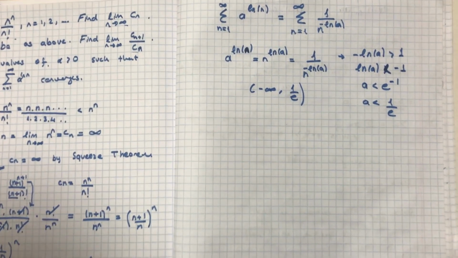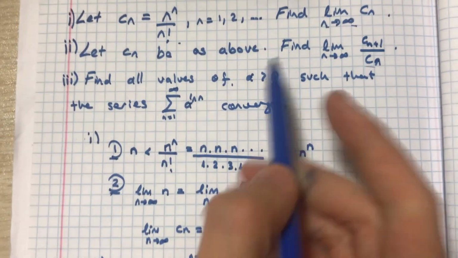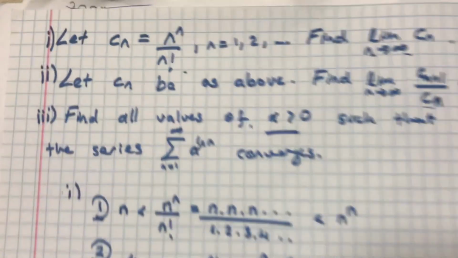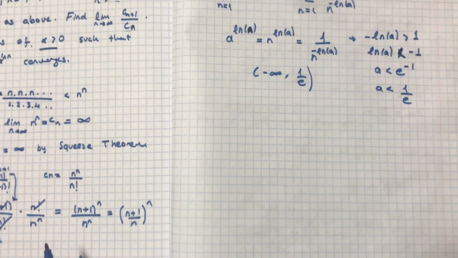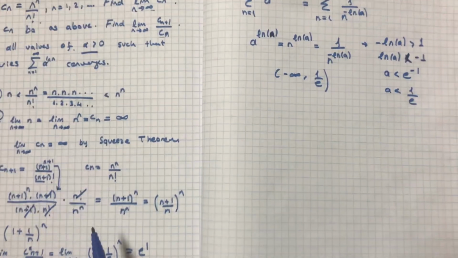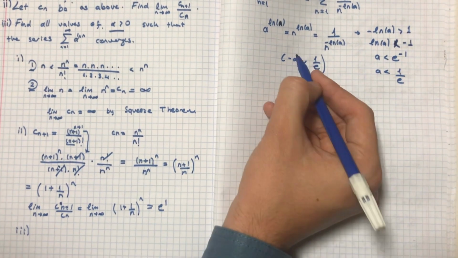Actually, we also need to check the first part. Since it is greater than 0, we find it for all conditions of a, but after we check what is asked in this question, we just change this minus infinity to 0, that's all.